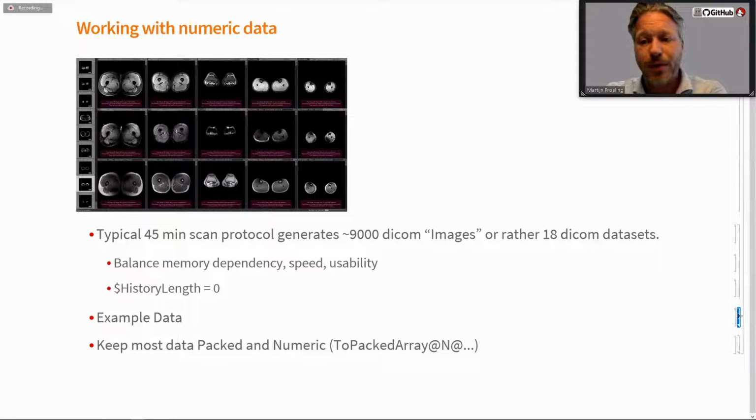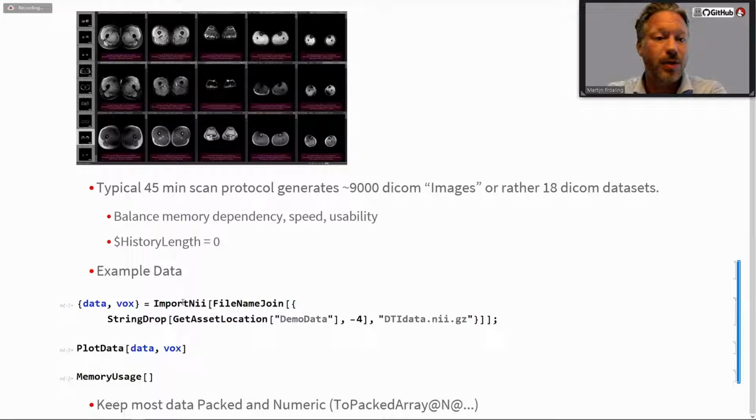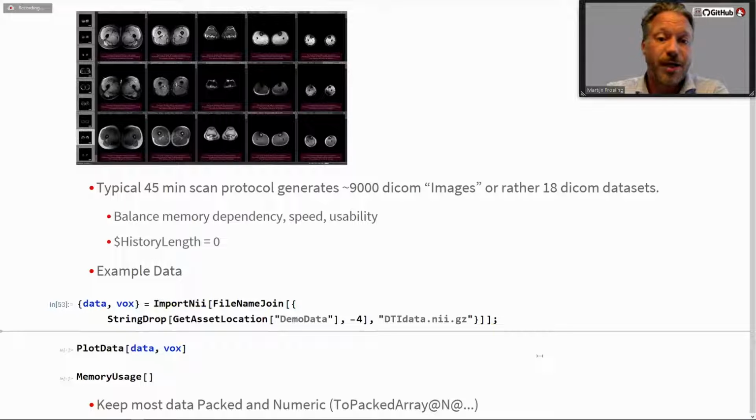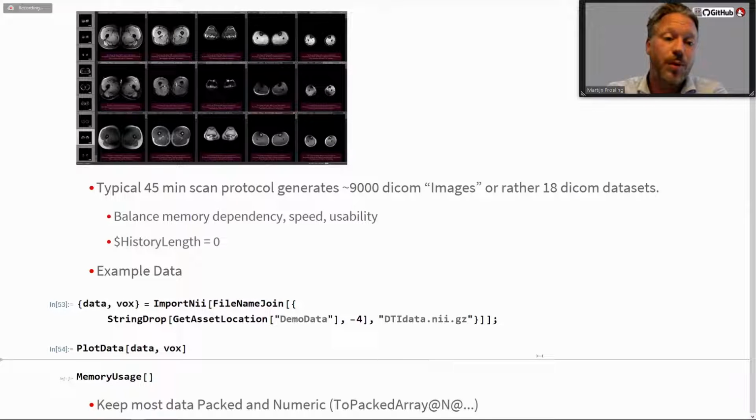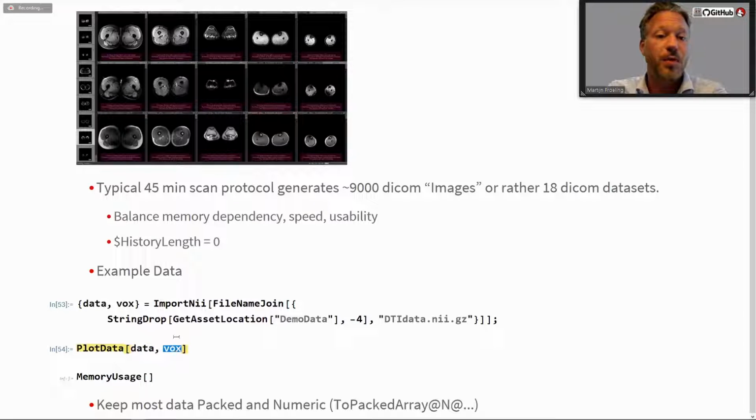So what does this data actually look like? Let's look at some of the example data. I'm going to import one of the data sets. This is diffusion weighted data from the lower leg. And then, of course, I need to visualize the data. And for that, we have the function plot data. It takes the data set itself and something called the voxel size.